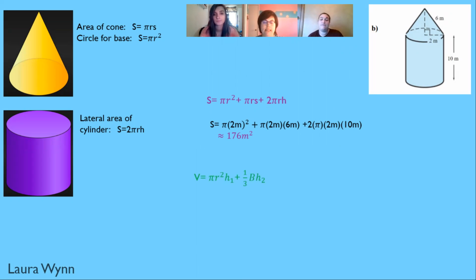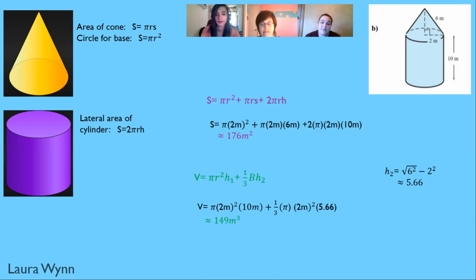So now we've got to find the volume. Here's our volume formula, and if you notice, there's an H1 and an H2. Well, the height is already given to us, the 10 meters is our height, but to find H2, you need to use the wonderful Pythagorean theorem, which we have done over here, where you plug in the slant length and the base of the triangle, which is 2, you square them, and you get approximately 5.66. Now you can plug everything into the lovely volume formula, and you get approximately 149 meters cubed.